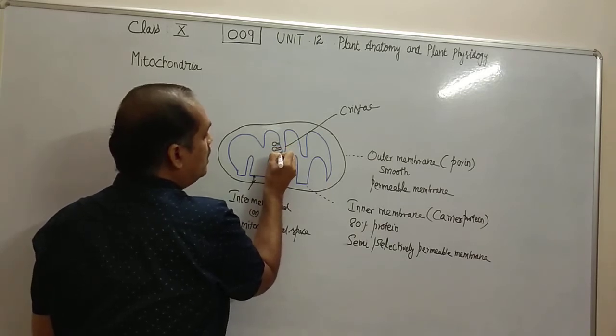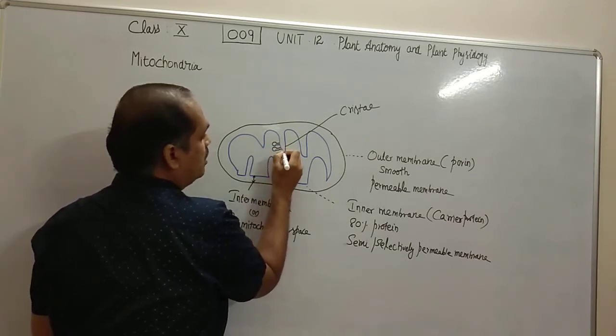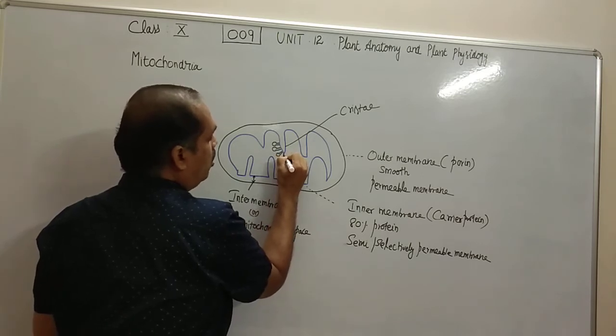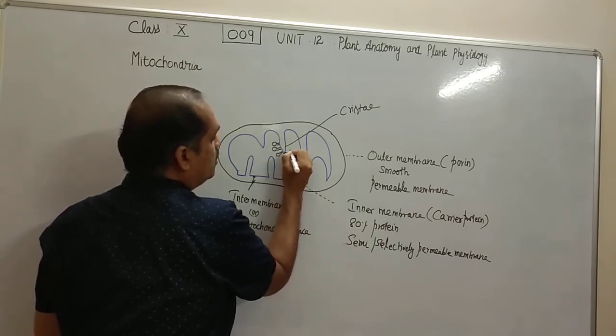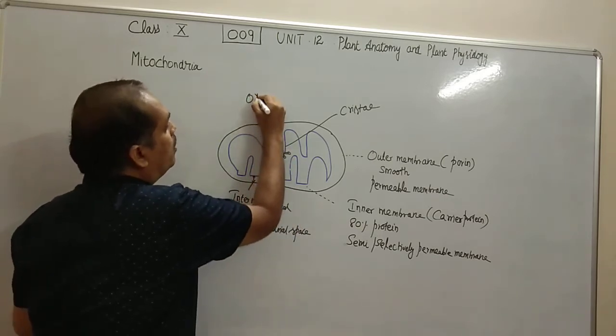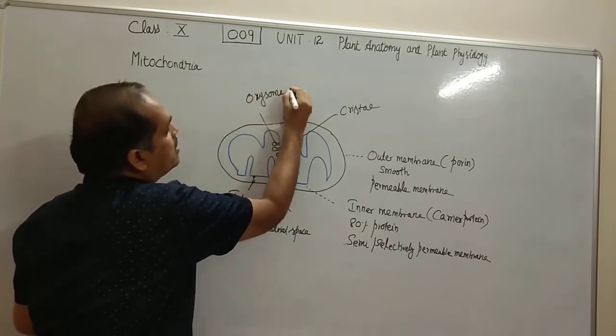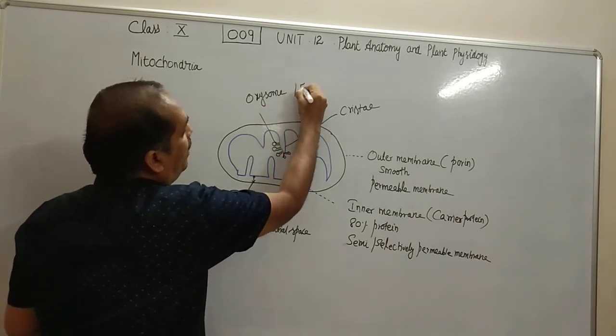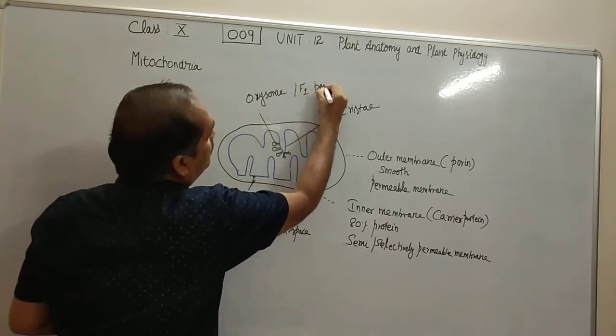Now on this inner membrane, that is on this crista, there are a number of small, uniformly spaced, tennis racket-like structures called oxysomes. So these structures on the crista are called oxysomes. It is otherwise called the F1 particle.